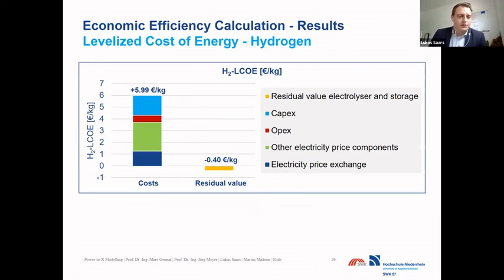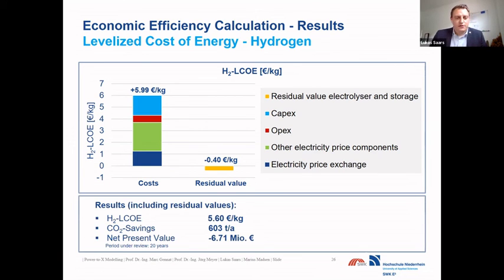So here we can see the levelized cost of energy for the hydrogen, and the graph shows that the exchange electricity price and the ancillary electricity cost or other electricity price components have a significant influence on the result of the profitability analysis. So we can see levelized cost of energy in our case study, 5.99 euros per kilogram, and the residual value with minus 0.40 euro per kilogram.